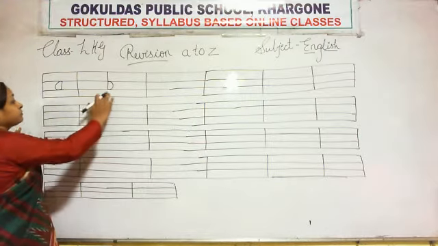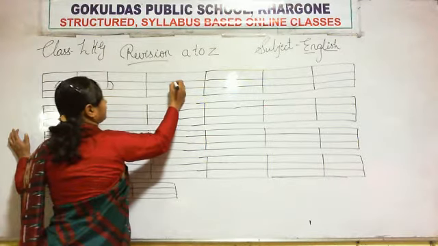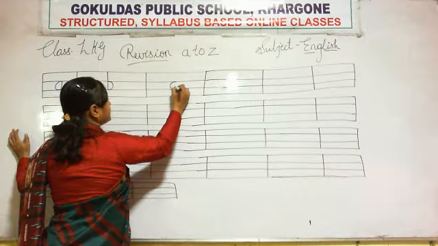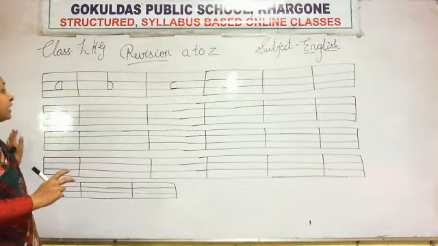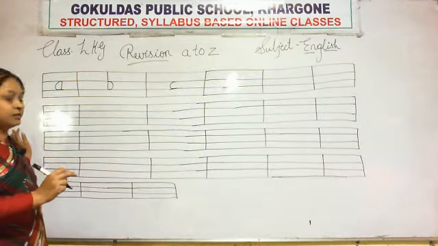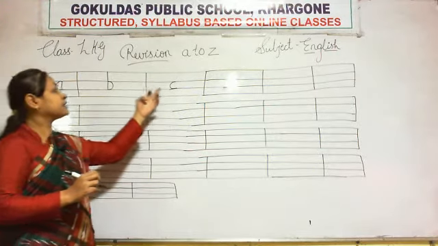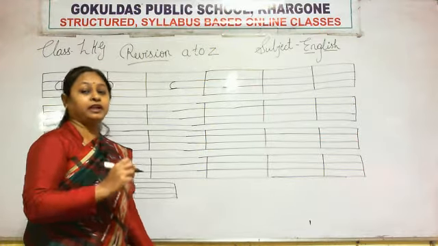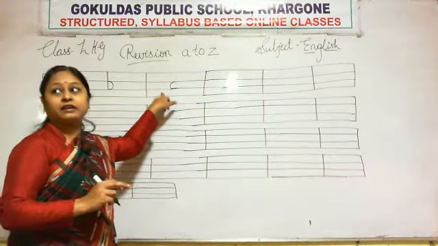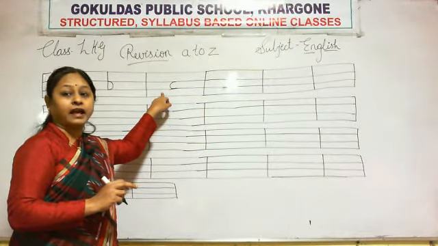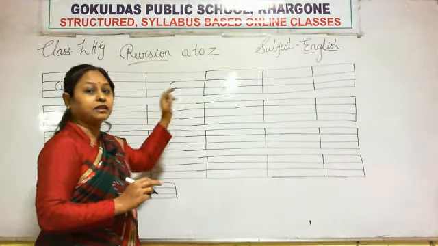Okay. After B, which letter will come? Small letter c. Between two lines only. Okay? Done? Write neatly all of you. A, B, C. Curve between two lines. A, B, C. You have to say and write. After C, which letter will come?